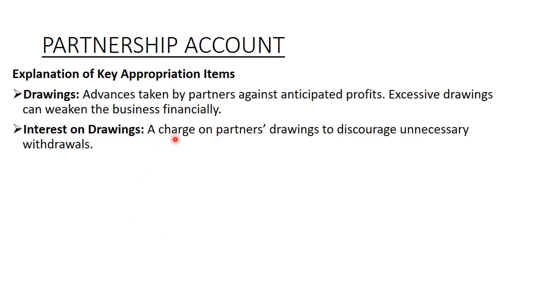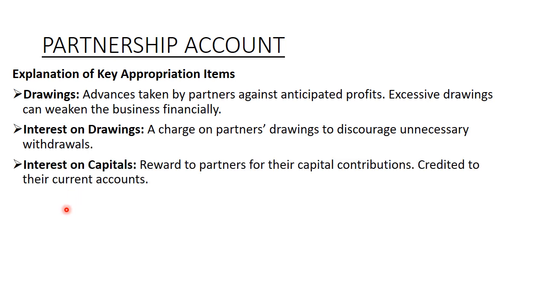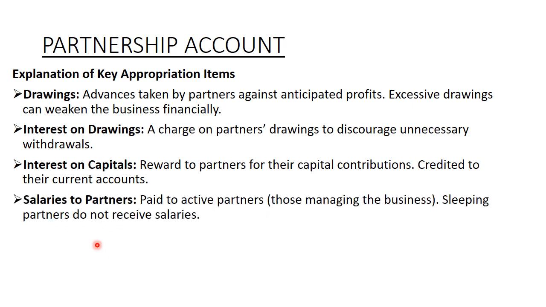Then interest on drawings is just a charge on partners' drawings to discourage unnecessary withdrawals. Interest on capital is a reward to partners for their capital contributions. It is credited to their current accounts. So interest on capitals is credited to their current accounts.